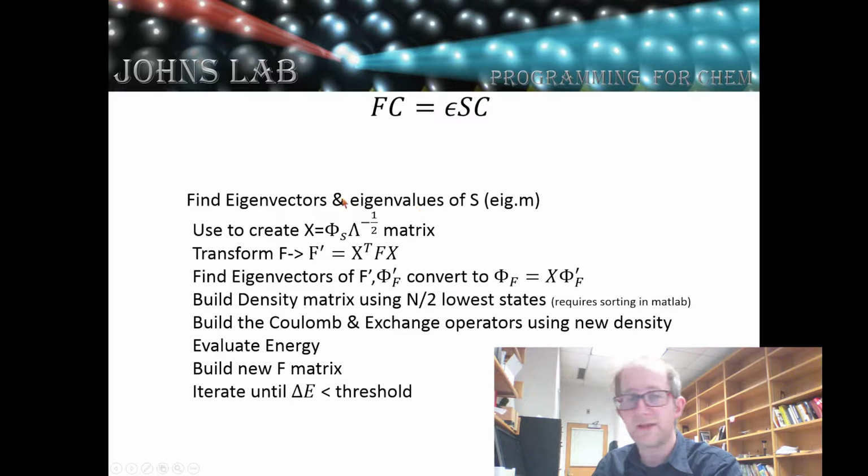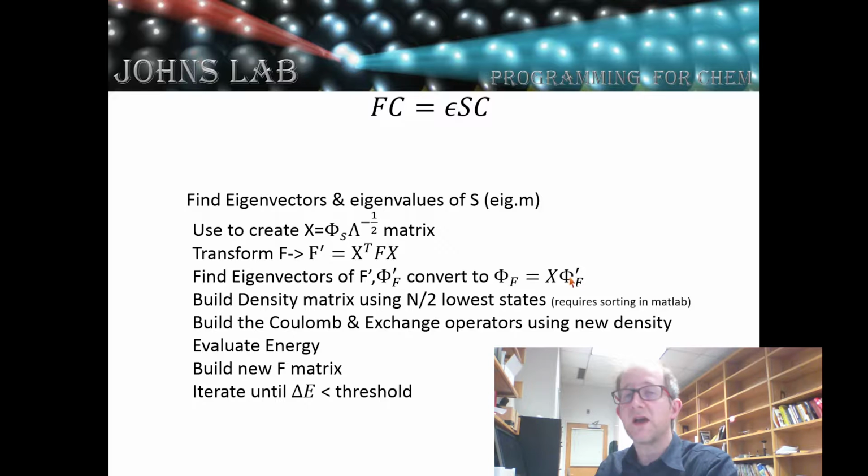As we said last time, our strategy is to start by finding the eigenvectors and eigenvalues of our overlap matrix S. We're going to use those to create a new matrix X out of the eigenvalues and eigenvectors, and this will transform our Fock operator from F to F prime. Then we'll find the eigenvectors and eigenvalues of F prime, and then we'll convert those back to our atomic orbital basis set by applying this transformation again.